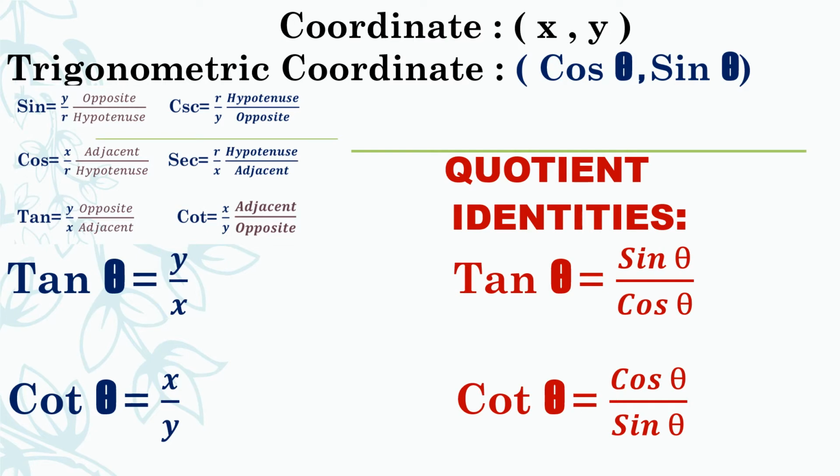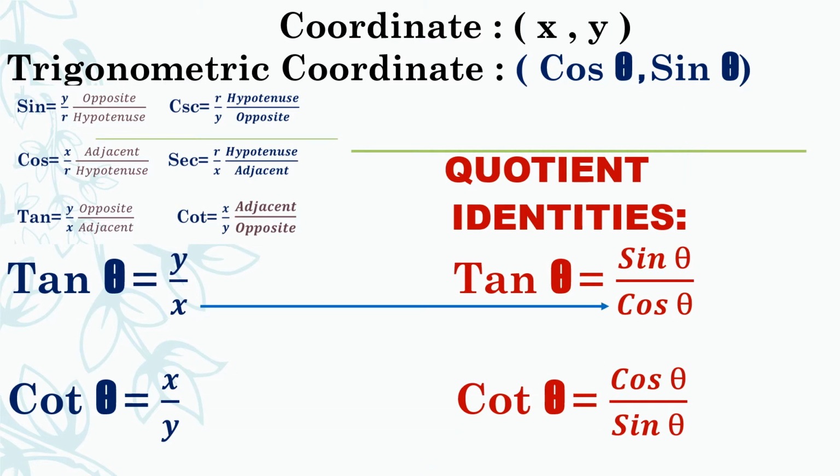Now, the first quotient identity is the tangent theta, which is equal to sine over cosine. Why is it equal to sine over cosine? Now, let's see this one. Originally, tangent is equal to y over x. So the numerator is y. Therefore, in our trigonometric coordinate, y is equal to the sine. So in our quotient identity of tangent, the numerator is sine. Then, how about the denominator?